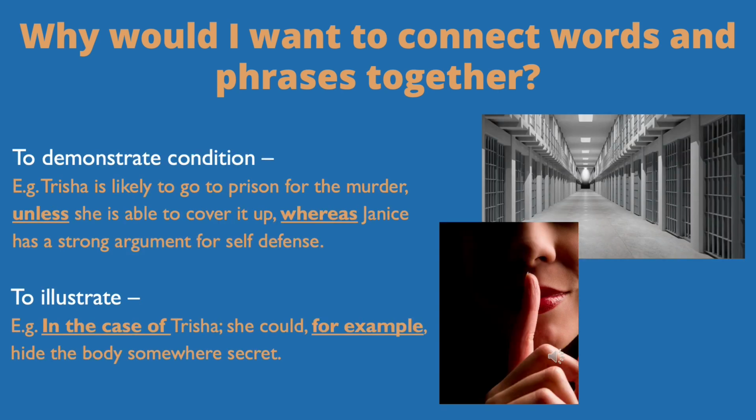In our third example, we can see linking words being used to demonstrate a condition. Trisha is likely to go to prison for the murder unless she's able to cover it up, whereas Janice has a strong argument for self-defense. Now, unless is being used here to show a condition in the situation. We also have the linking word whereas, which is used to show contrast yet again.